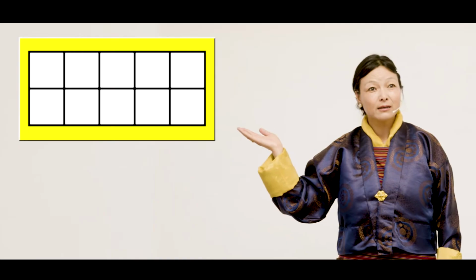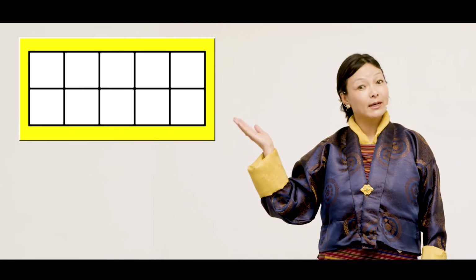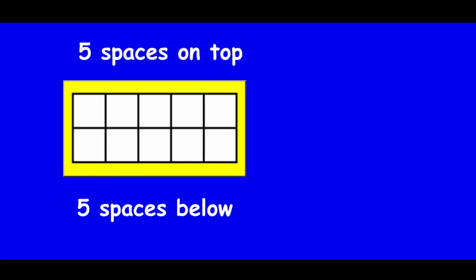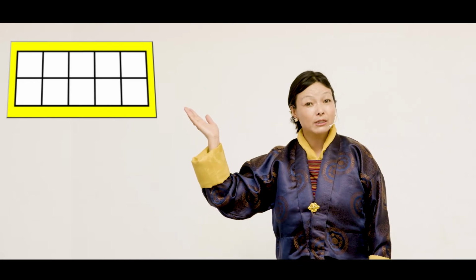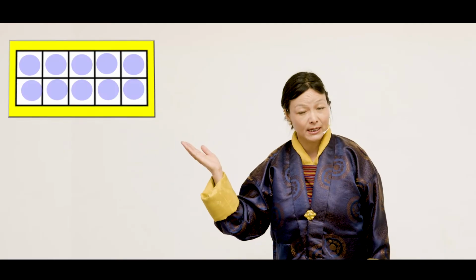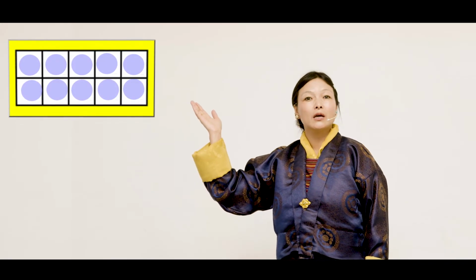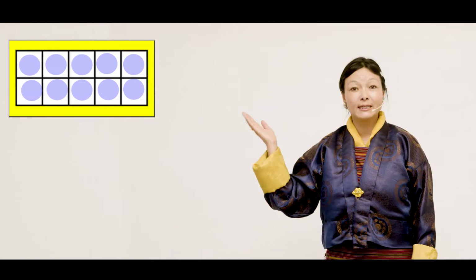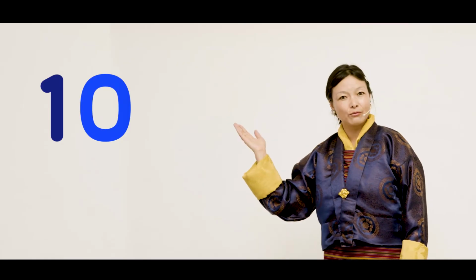Now, children, can you look here? What is this? Yes, it is a 10 frame. You learnt last time why we call it a 10 frame, because we have 5 spaces on the top and 5 spaces below. So 5 and 5 is 10. Do we need to count the 10 frame here? No. Why? Because in a 10 frame there are only 10 spaces and you can see all the spaces are full. So that means it is 10. To write 10, we write it as 1, 0, 10. Once more, 1, 0, 10.